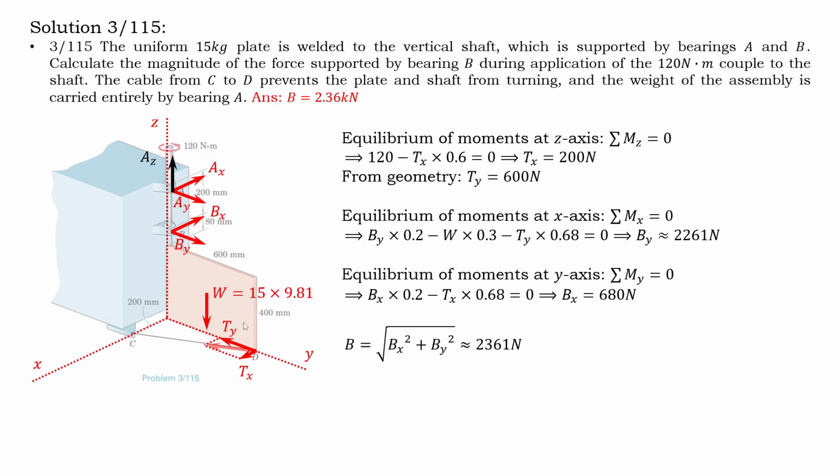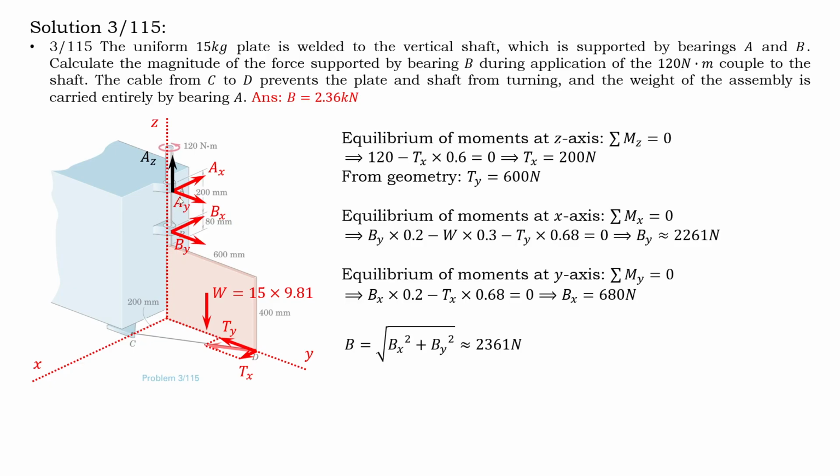So the cable from C to D prevents the plate and shaft from turning. So we have another cable, so we have a T here, and we can resolve it into Tx and Ty. And the weight of the assembly is carried entirely by bearing A. So it means that at A, we also have AZ. But here we don't have anything because it says that all of the weight is carried by AZ, so we don't have BZ. Otherwise, some part of the weight might be taken by BZ and bearing B.